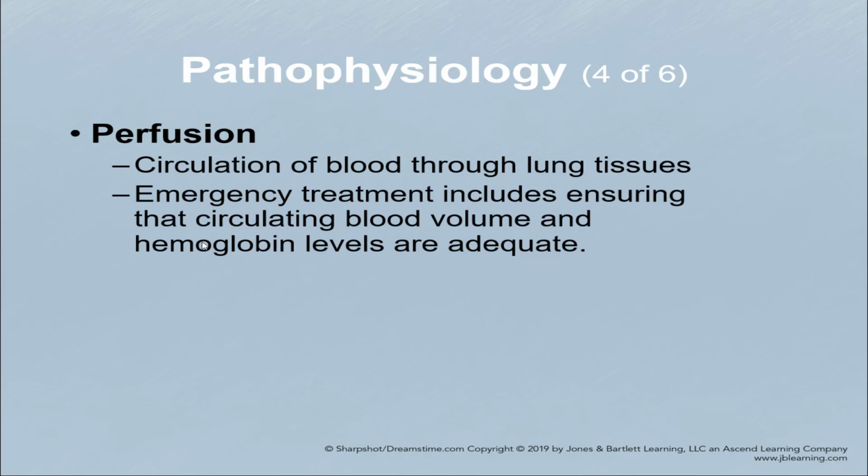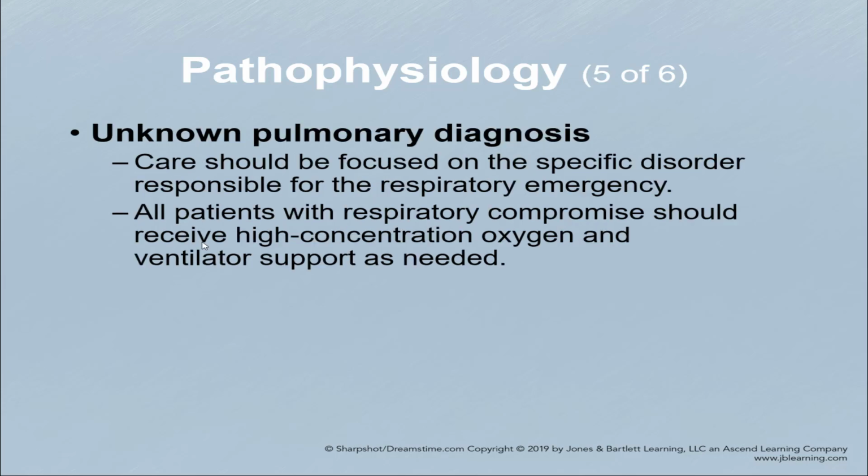Some specific pathologies associated with perfusion include inadequate blood volume, impaired circulatory flow, and capillary wall disorders. Emergency treatment for perfusion problems usually ensures that we have a circulating blood volume and adequate hemoglobin levels, as we've already said. We can also make sure we optimize left-sided ventricular function of the heart. Again, a lot of times with respiratory problems, it's either going to be a blood issue or a pump issue.